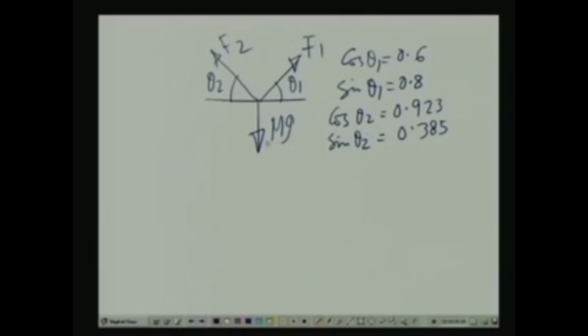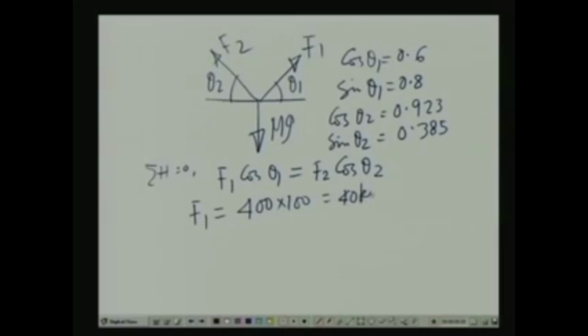Now, if we take the summation of horizontal forces as 0, that gives us F1 cos theta 1 equals F2 cos theta 2. It has been indicated that the maximum tensile stress that the wires can withstand is 100 MPa, and the cross sectional area of these two wires are given. Thereby, if we compute, F1 will give us the area times stress, which is equal to 40 kilonewton, and F2 thereby is equal to 20 kilonewton.